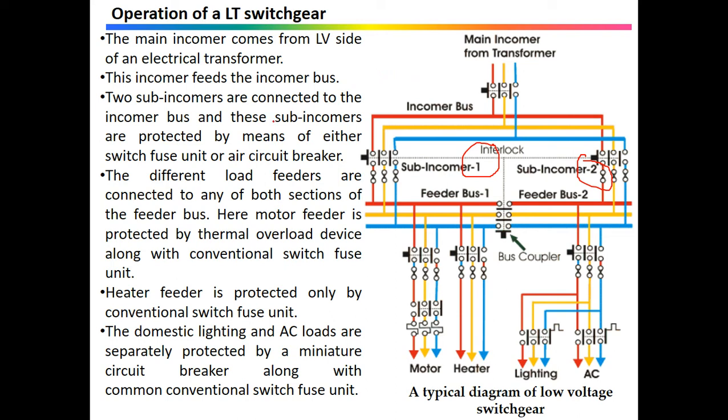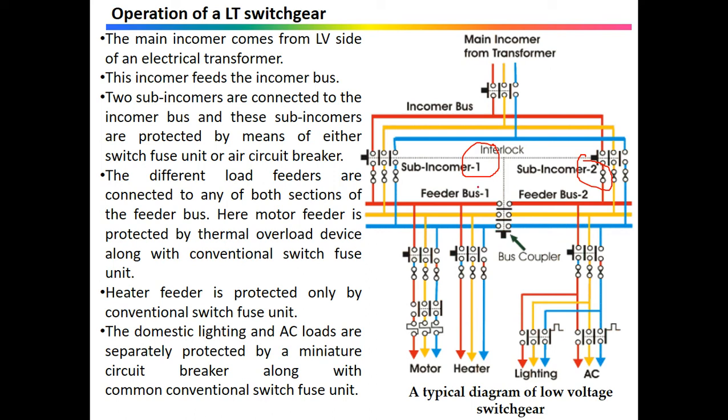these sub incomers are protected by means of either SFUs or air circuit breakers, and these switches are interlinked along with the bus section switch or bus coupler, so that only one incomer switch can be put on if the bus section switch is in the on position, and both sub incomer switches can be put on only if the bus section switch is in the off position. So this arrangement is fruitful.